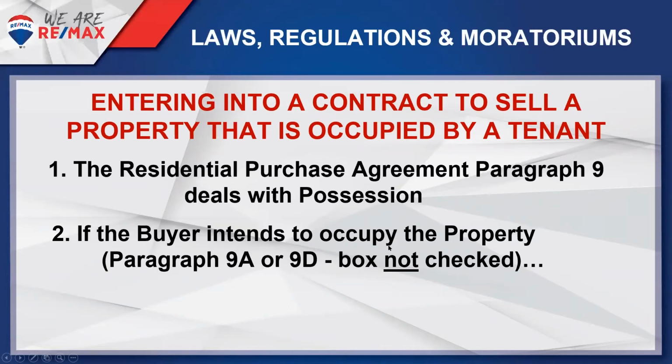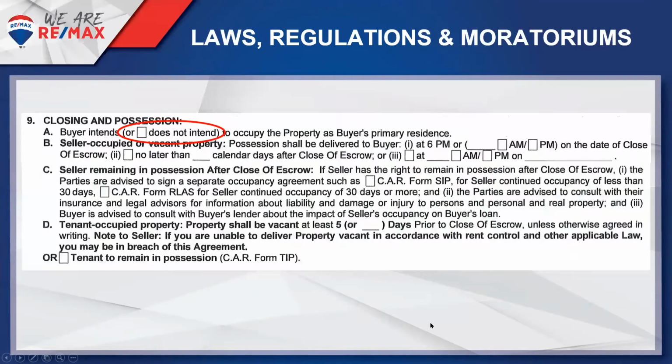If the buyer intends to occupy the property, paragraph 9A or 9B boxes not checked would indicate the buyer intends to occupy the property. If this is checked, then he does not intend to occupy the property, and much about what I'm going to say going forward on this subject wouldn't really apply. Or if they check the box in paragraph 9D, the tenant's to remain in possession, again, much of what I'm going to say doesn't apply.